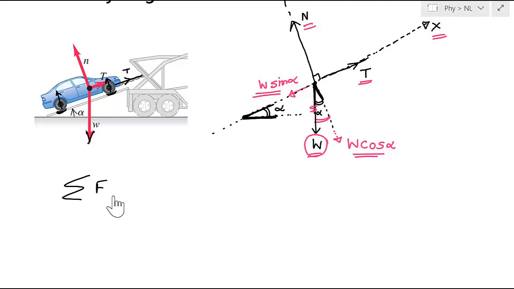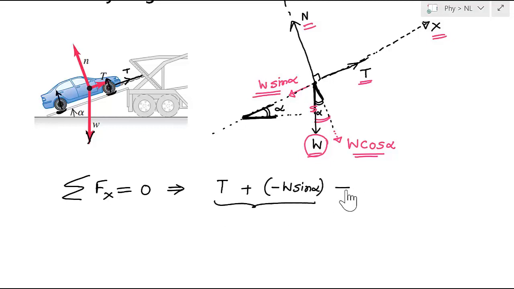First, we will write the equilibrium equation along the x direction. What are the forces acting along the x direction? Tension, that is positive, and then I have to consider W sin alpha that is acting on the negative x side. So we write minus W sin alpha, and the sum of all the forces is equal to 0 because this car is in equilibrium. So from here I can say T is equal to W sin alpha. We have solved for T, and W is known, alpha is known, so we can calculate T in terms of W and alpha.